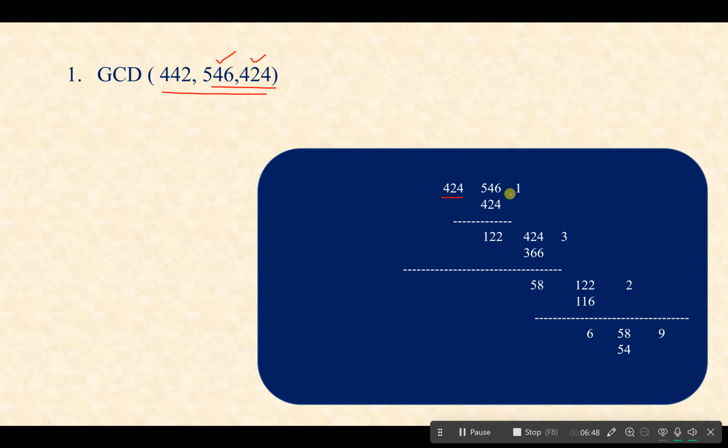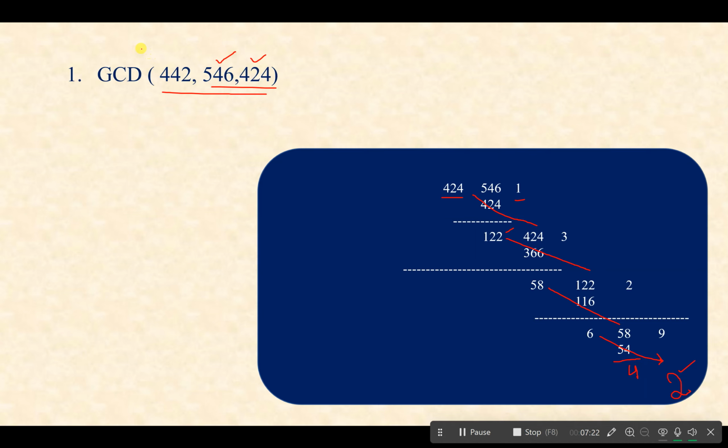So 424 into 1 is 424, the remainder is 122. Then again you bring it here. 122 into 3 is 366, so the remainder is 58. So this number you bring it here. 58 into 2 is 116, so the remainder is 6. So this number you divide. So again, if you divide, you will get the remainder as 4. So in the same way, if you bring 6 here and if you continue, the answer will be 2. So you can try for yourself. You will get 2 as the answer.